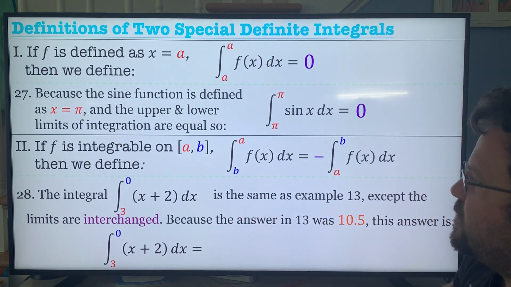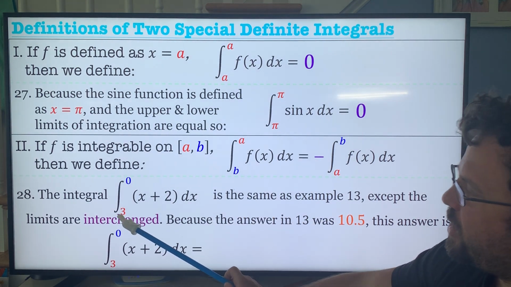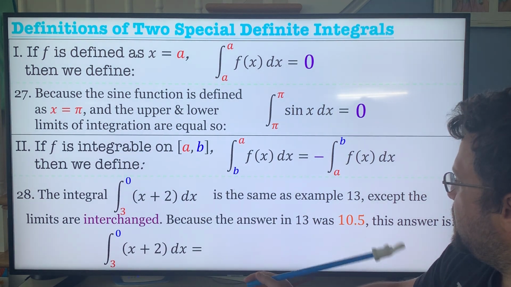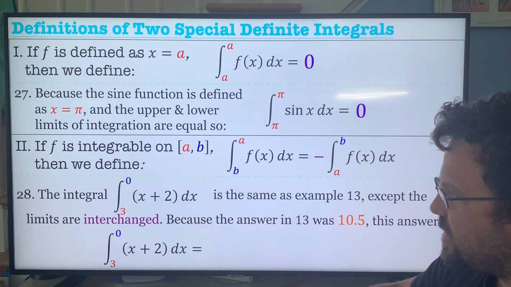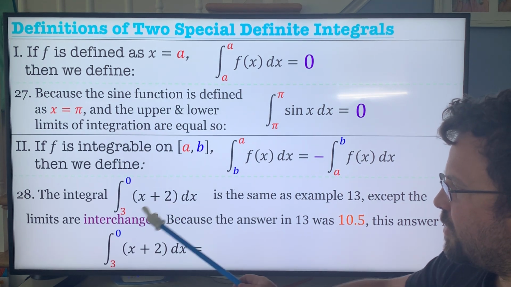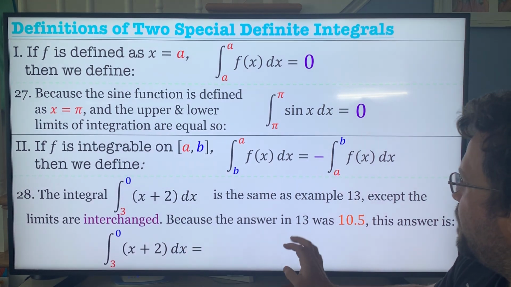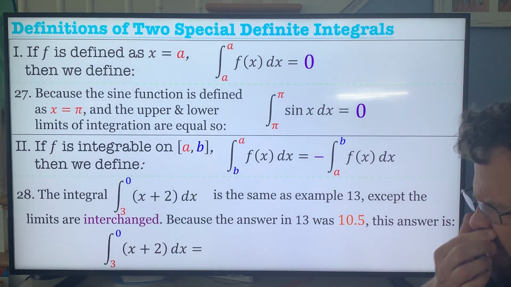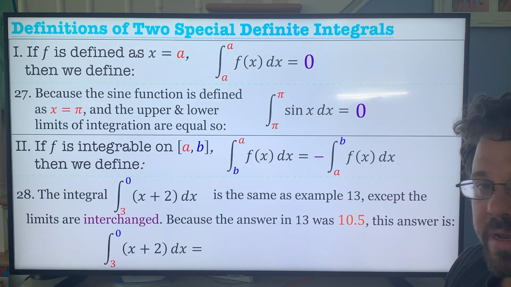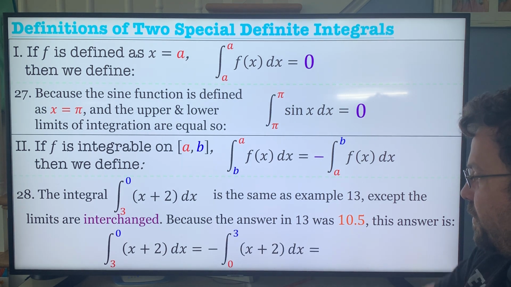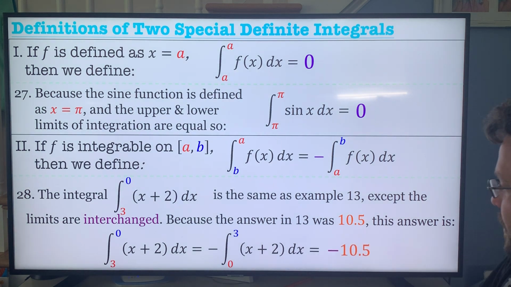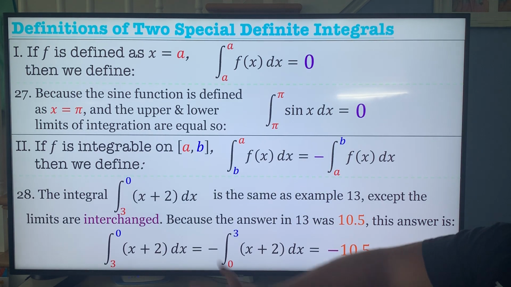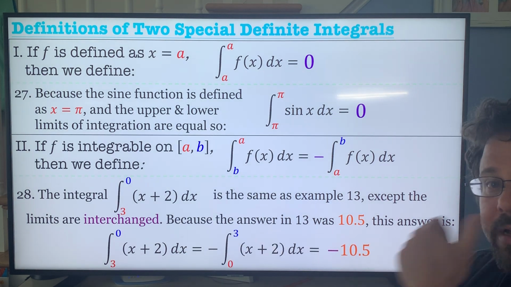So look what this says here, number 28. The integral from 3 to 0 of this is the same as in example 13. If you go back to example 13, we did this example from 0 to 3, and that answer was 10.5. Now what do you think the answer for this one's going to be without doing any work? Any guesses? Negative, whatever this answer was, right? So negative 10.5. That's your answer. If you go backwards, the answer is just the negative of the answer you had.